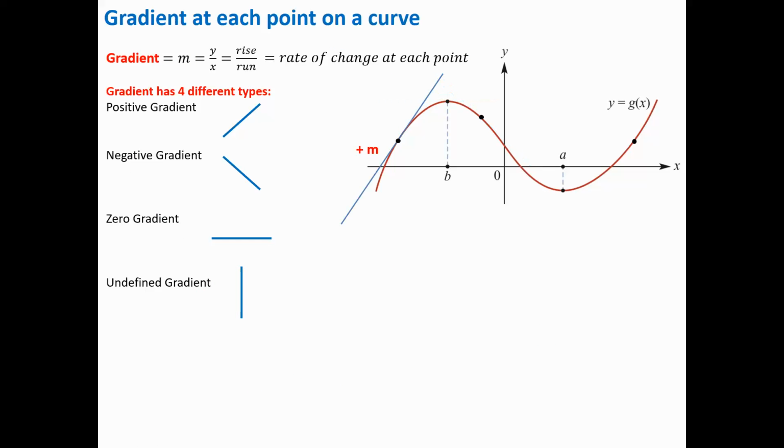In this first slide, I was trying to get you to revise year 9 gradients. Positive gradient, negative gradient, zero gradient, and undefined gradient. And as you're going around the cubic graph, you can see positive gradient, zero gradient, negative gradient, zero gradient again, and positive gradient at each point on the curve. Okay?